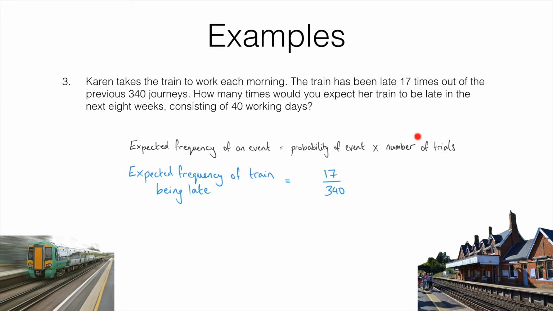We need to multiply that by the number of trials, the number of times Karen is going to take the train in the morning over the next 8 weeks. So that would be 40 times. We only seem to be considering the morning trains in this question. So the number of trials is 40. If you have a calculator, you could work it out using a calculator. Otherwise, you could spot that 17 over 340 can be simplified to 1 over 20. 17 goes into the numerator and the denominator, so we can simplify. So 1/20th times 40 is simply equal to 2. So you would expect the train to be late twice, or 2 times in the next 8 weeks.